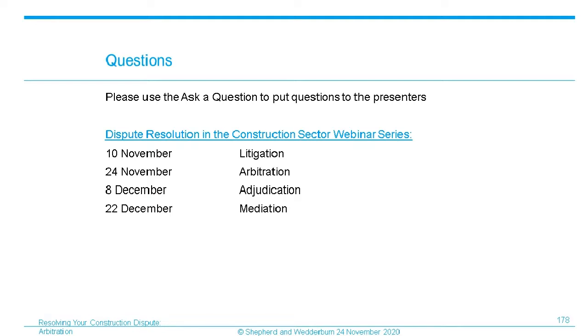Okay, so there's a question about the uptake of Scottish arbitrations since the 2010 rules. That's a very good question. It's been about a decade since the Scottish arbitration rules came into force, and the question is whether there's been an increase in the uptake. And I think our answer to that would be yes, there has been.